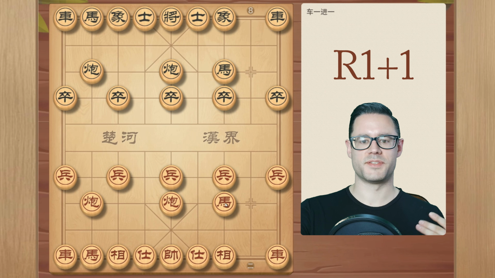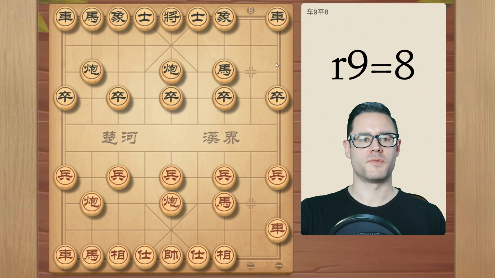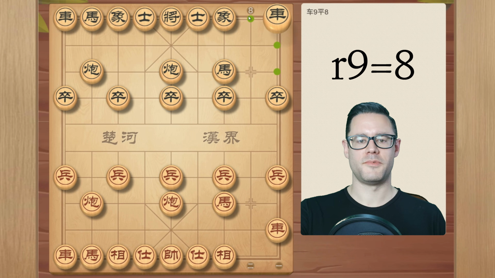r1 plus 1, let's move our rook or our chariot forward 1 space on file 1. So r1 on file 1 moves forward one space, R1 plus 1. Black responds with moving their chariot on file 9, which is our file 1, to file 8. So R9 equals 8, moving sideways.